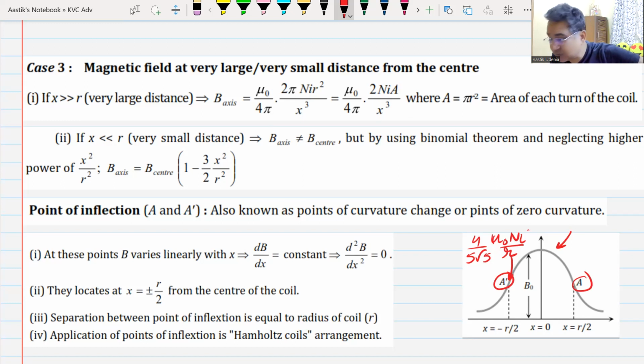These are known as points of inflection, and these points of inflection happen at x is equal to plus R by 2 and minus R by 2, both sides, and the value of magnetic field is mu naught n I by R into 4 by 5 root 5. So just note these things down. Do you understand this? Yes, sir.